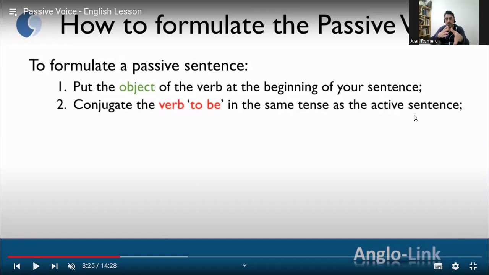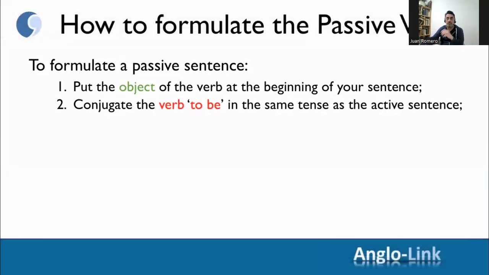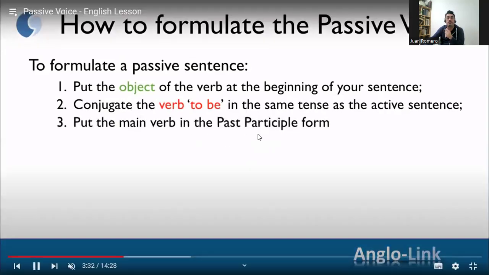I do it in the present simple. So the car is driven by me. Or I drove my car yesterday, or the car was driven. So you conjugate the verb depending on the active sentence, and put the main verb in the past participle form.